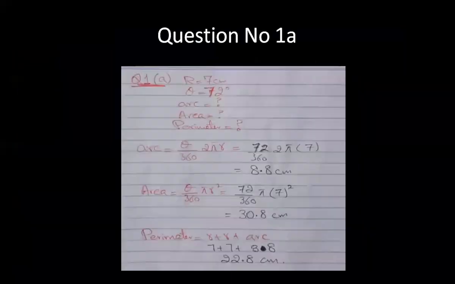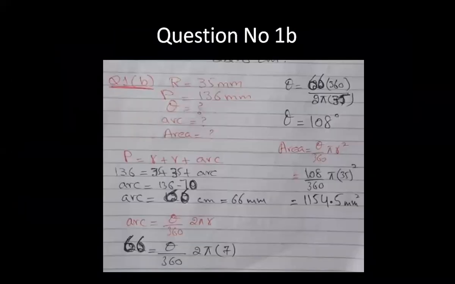Okay, so the question number 1 and its B part. The radius is 35 millimeter, the perimeter is 136 millimeter, the theta is questioned, the angle at the center, the arc length is questioned, and the area of the sector is questioned. We know that the perimeter of the sector is radius plus the arc. The perimeter is given, that's 136 millimeter. The radius is 35 millimeter, so 35 plus arc. So arc will be 136 minus 70, and the arc will be 66 millimeter. Sorry, I wrote here by mistake centimeter. This is basically millimeter. This thing is wrong. Okay, let me cut it. Okay, so this is basically millimeter.